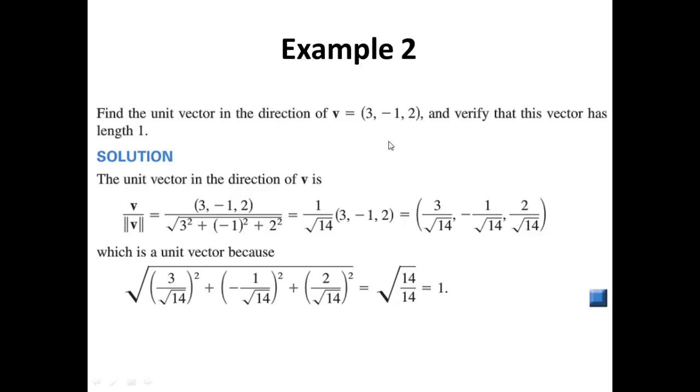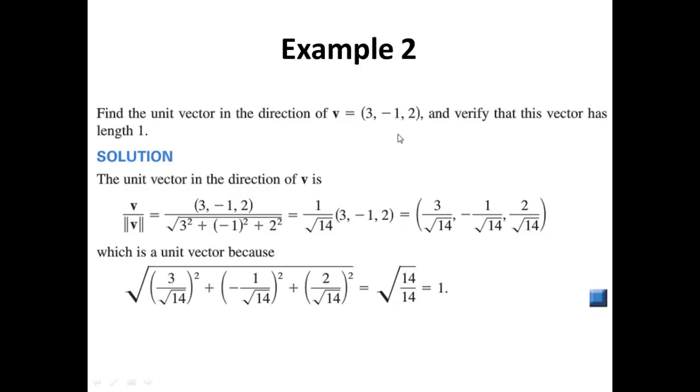So set my U to be the vector V divided by the norm of V, which will be 3, -1, 2 divided by the square root of 3 squared plus -1 squared plus 2 squared. And all of that will give me 1 over square root of 14 times 3, negative 1, 2. And this new vector here is my unit vector that is in the same direction as the original vector 3, negative 1, 2.